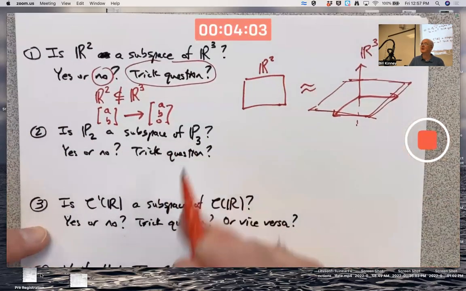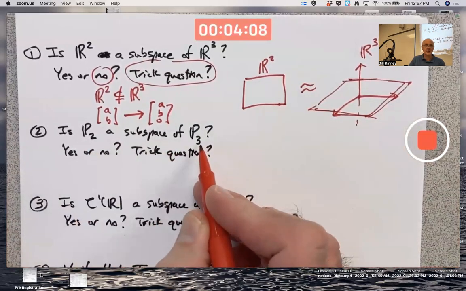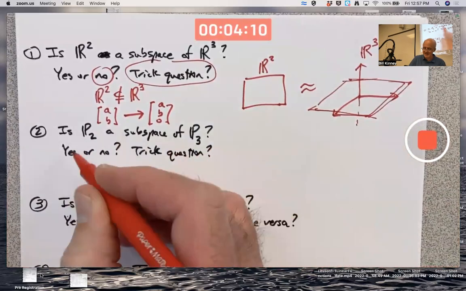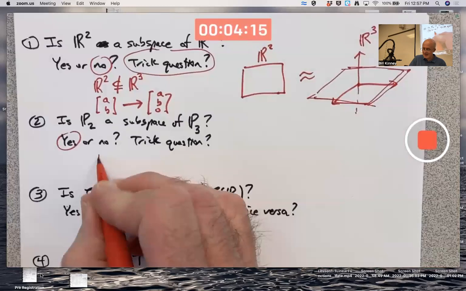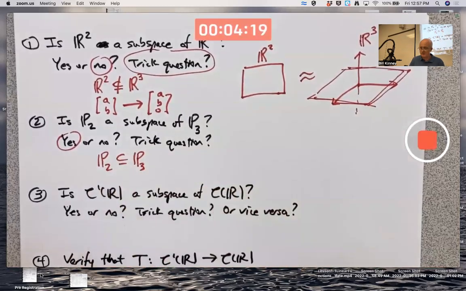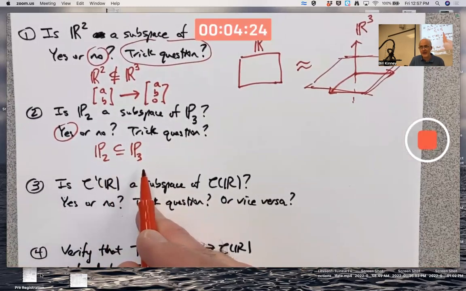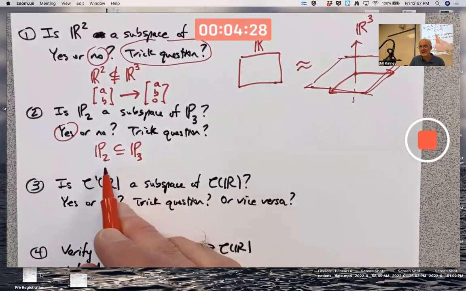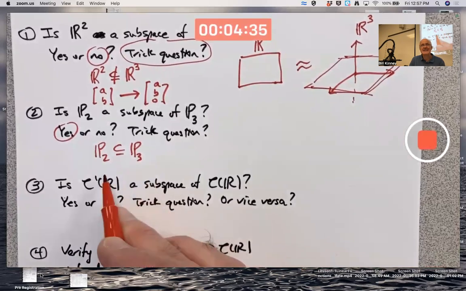Is P2 a subspace of P3? All polynomials of degree less than or equal to 2, all polynomials of degree less than or equal to 3. Yeah. That one's yes, and it's not really a trick question. It is certainly a subset. Every polynomial with degree less than or equal to 2 is also a polynomial with degree less than or equal to 3, right? So this is definitely a subset of that. That doesn't prove it's a subspace, only that it's a subset.